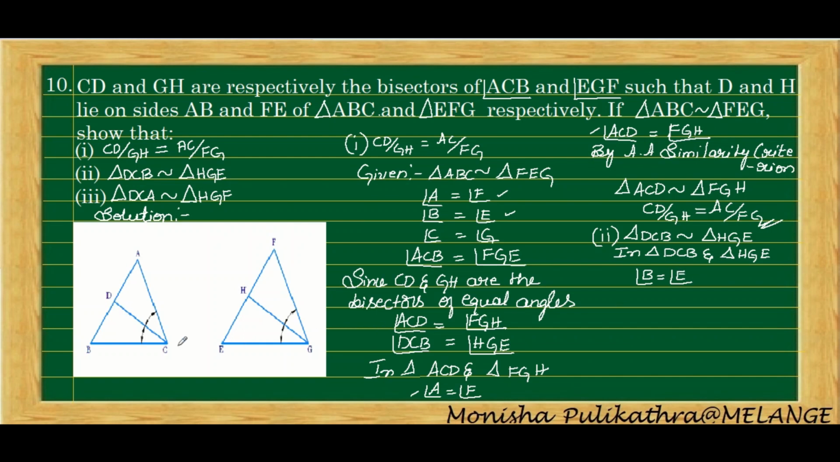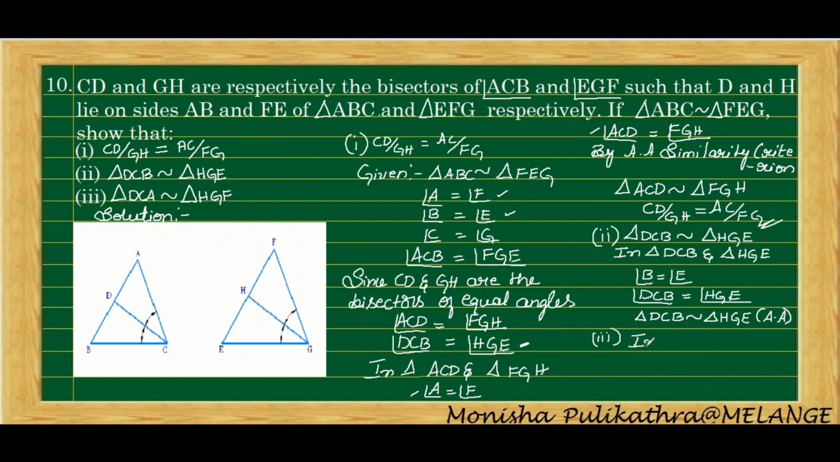Another one, angle DCB is equal to angle HGE. So it is also here. So DCB is equal to HGE. So automatically triangle DCB is similar to triangle HGE. Why? Because of the AA similarity criterion. Fine. So next, the last one, we need to write one more time.